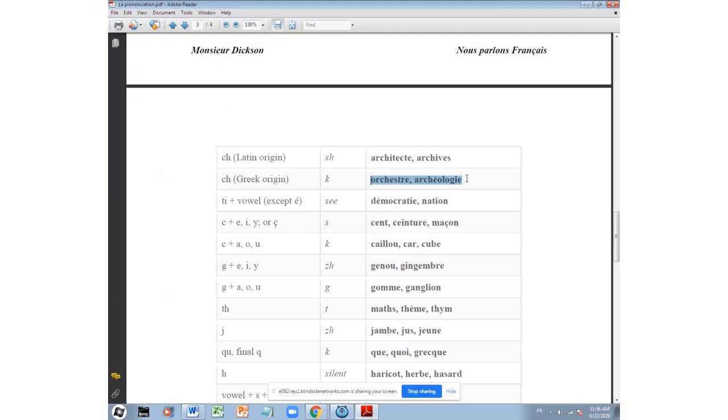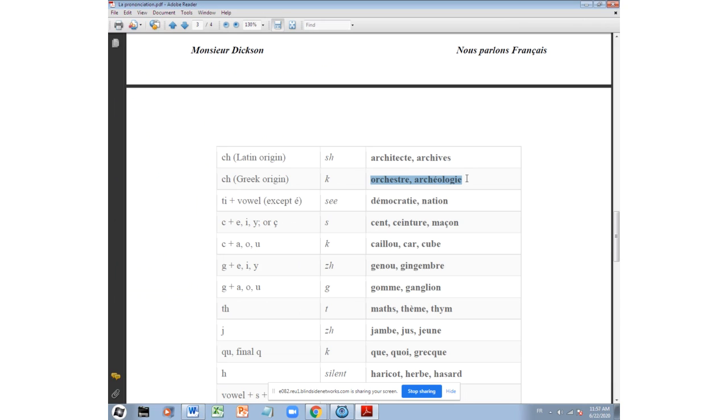So in this case, the CH is the sound K, as we say in French car. So we say orchestre, orchestre. Then we say archaeology, archaeology, orchestre. Please note those two. They have, in this case, the Greek origin. So the CH here produces the sound K.